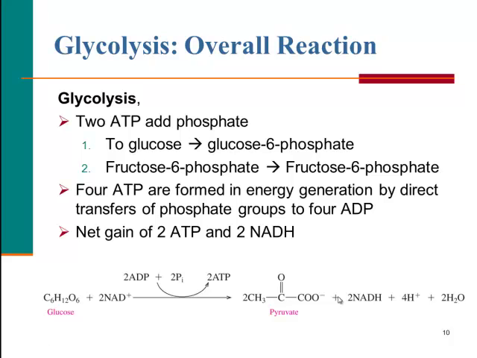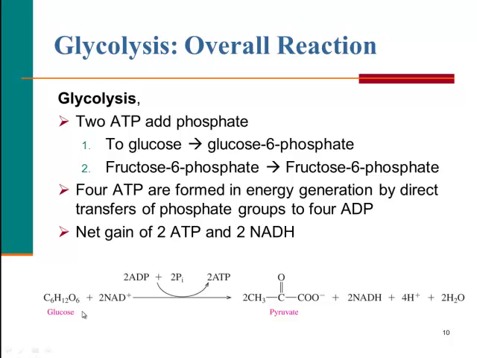So glycolysis, if you want to sum it up, we require 2 ATPs to get us started to make our glucose molecule into glucose 6-phosphate. We then have to rearrange that molecule to give us fructose 6-phosphate. And then once we get to this point, we phosphorylate it again, and then ultimately we generate 4 ATPs and 2 NADH for every glucose molecule. So the net gain of ATP for glycolysis is 2 ATPs.